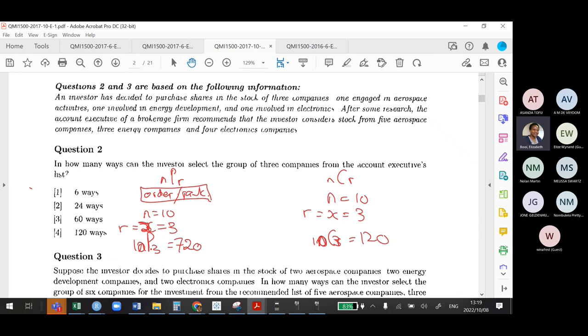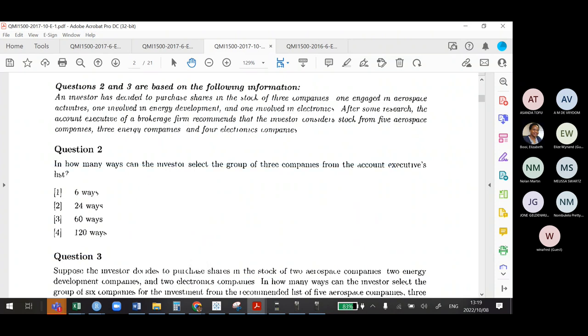Okay, now let's answer this question of ours. This one might be a little bit trickier than the things I just explained. An investor has decided to purchase shares in the stock market of three companies: one engaged in aerospace activities, one involved in energy development, and one involved in electronics. After some research, the account executive of the brokerage firm recommends that the investor consider stock from five aerospace companies, three energy companies, and four electronics companies. In how many ways can the investor select the group of three companies from their account executive?